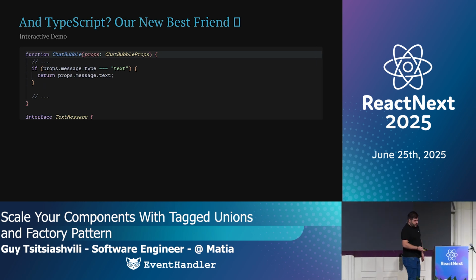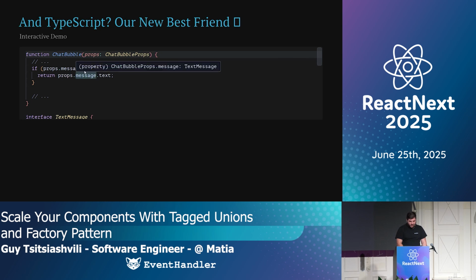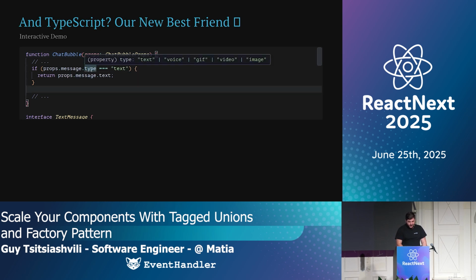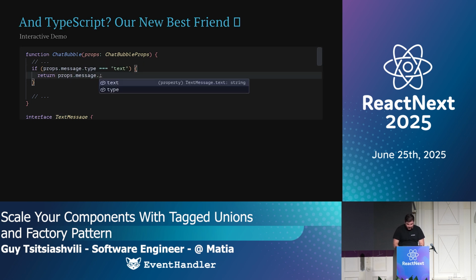Demo time. So this is a chat bubble component I made. We have type here, which, because it is the only shared property among all of the interfaces, we see as a union of all of them. But the message itself is the union of all the interfaces, and when we assert if type is text, the message gets narrowed down only to the text message variant. So if I try to access some properties here, we only have text and type. The rest of the properties do not exist here.